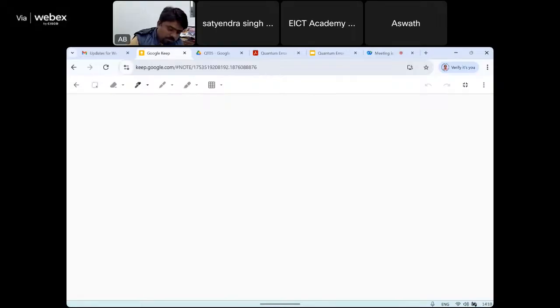Okay, I think you can see the screen. Right. So yeah, quantum error correction.